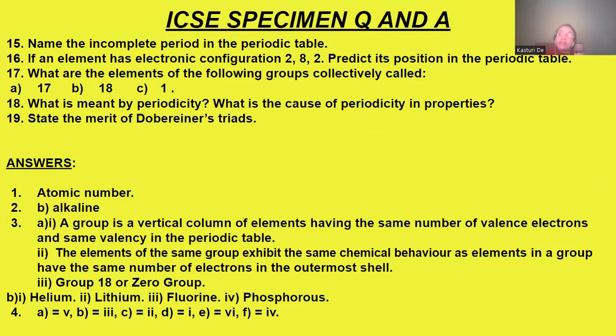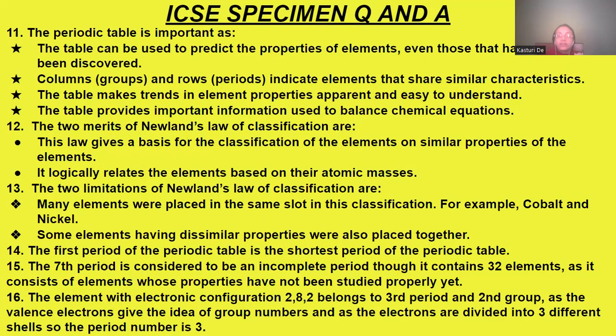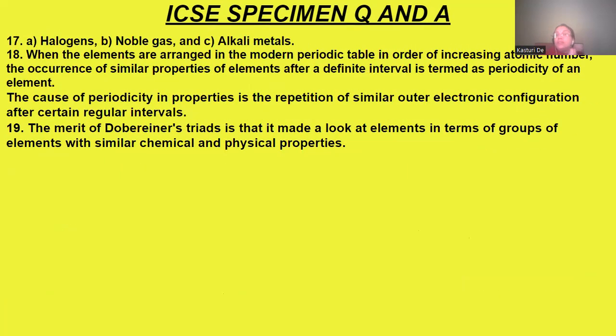What is meant by periodicity and what is the cause of the periodicity property? So, let us see. When the elements are arranged in the modern periodic table in order of their increasing atomic numbers, we see the occurrence of similar properties of the elements after a definite interval. The term that is used for this is periodicity of the element.